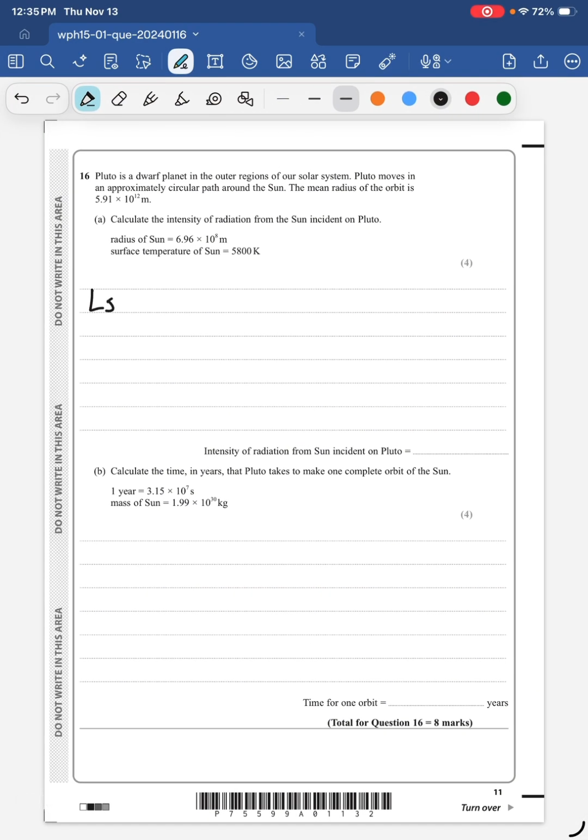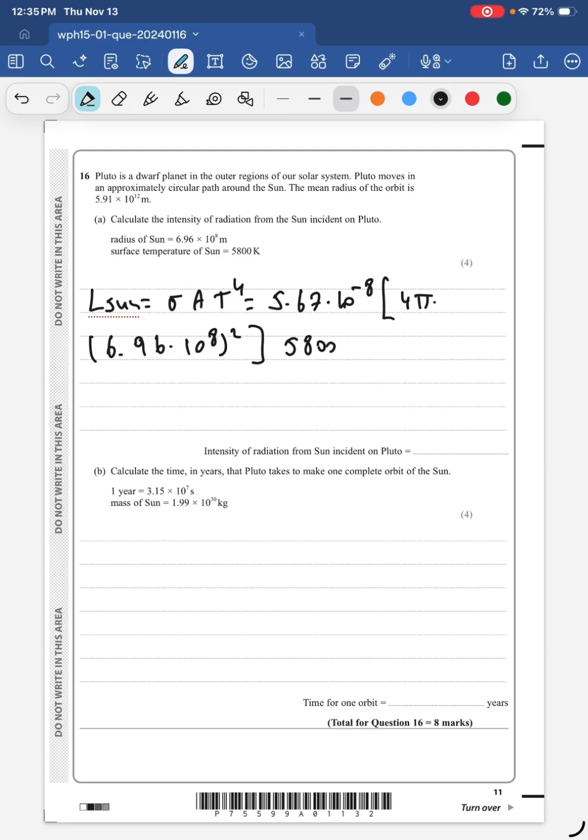So L of the Sun is sigma A T to the fourth, so 5.67 times 10 to the negative 8. The surface area of the Sun is 4 pi times its radius squared, which is 6.96 times 10 to the 8 squared, and then temperature to the fourth. Okay, so 3.91 times 10 to the 26 watts. That's a lot of energy. How much intensity makes it to the surface of Pluto?